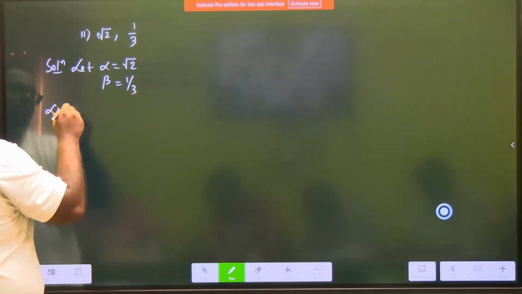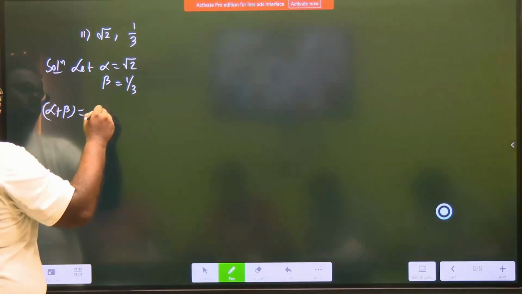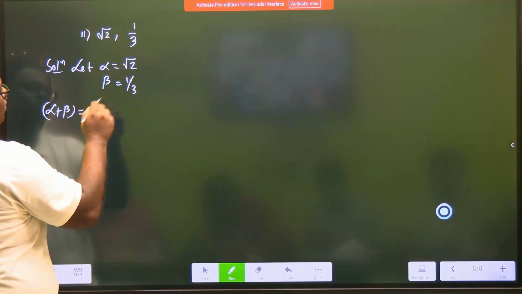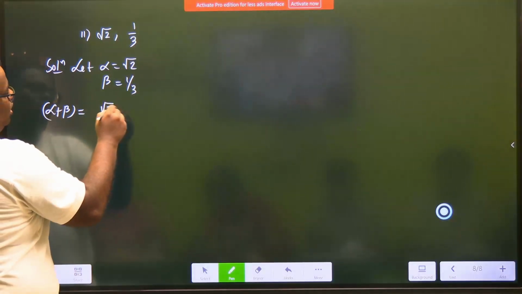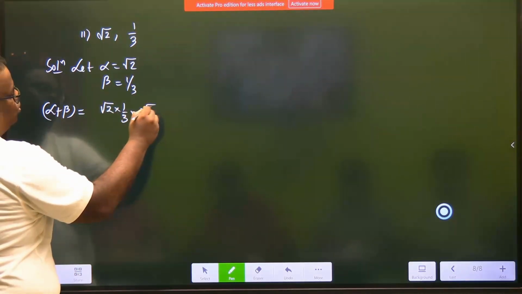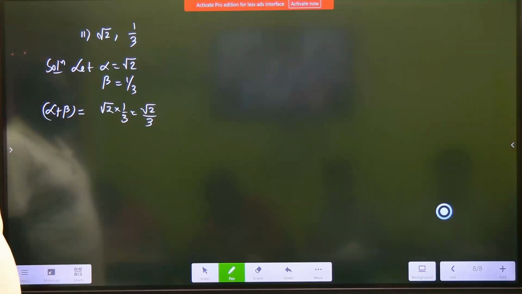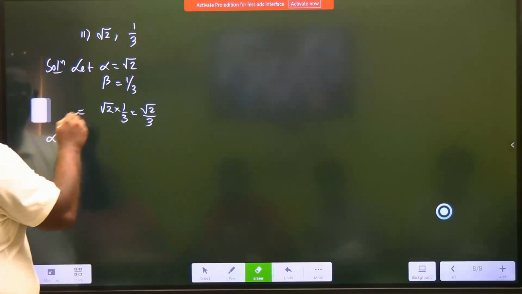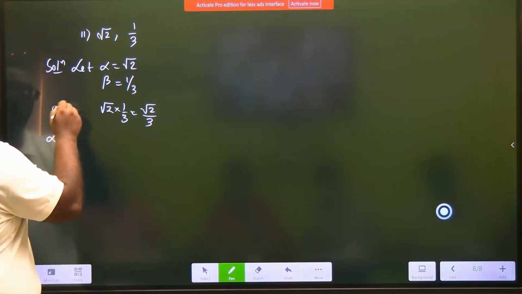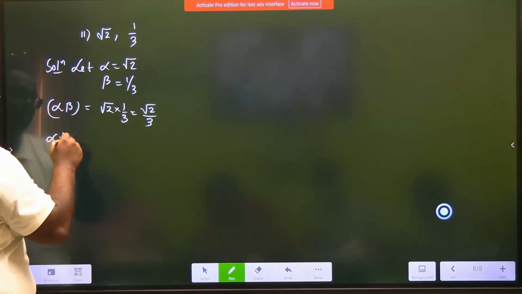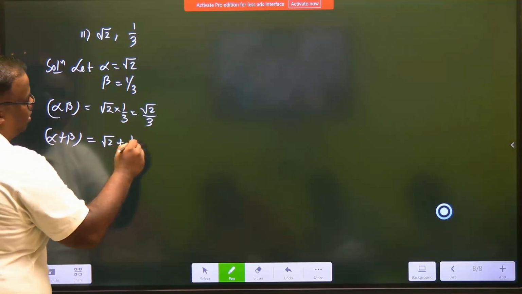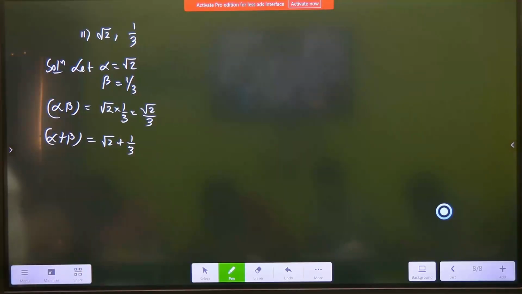Alpha plus beta should be equal to how much? Minus b by a, but you can't write here minus b by a, so we'll just do alpha beta. So root 2 into 1 by 3, which is root 2 by 3. Okay, children, understood this? I'm so sorry. This is alpha beta. Okay, alpha plus beta is how much? Root 2 plus 1 by 3. That these two are the sum and product.